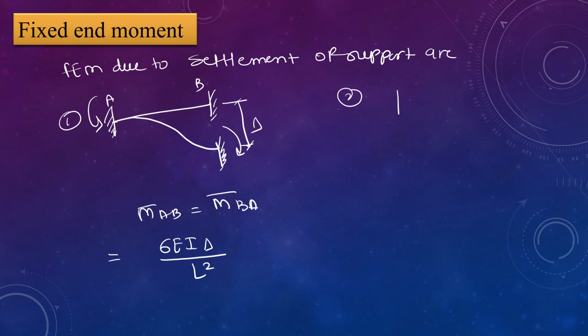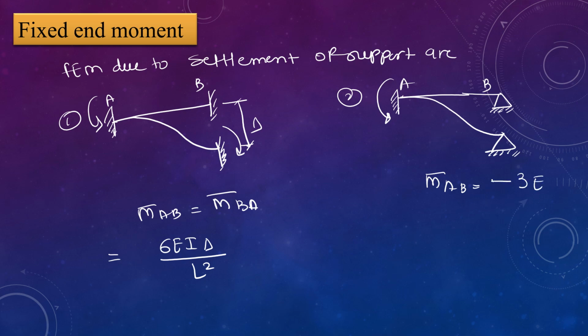Then next, if the far end is a hinge and that hinge support settles down, then the value of moment MAB, where this is support A and this is B, is equal to minus 3EI delta by L square. But in case of moment MBA, that value is equal to 0. So these are the values for the settlement of supports.